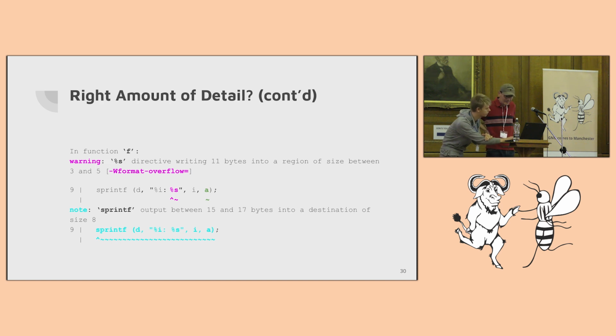I have a question about flow-based warnings. Does GCC provide the ability to run an SAT solver or something like that?